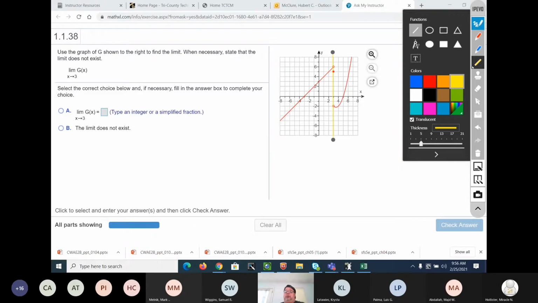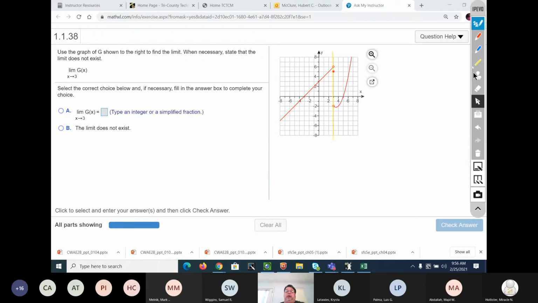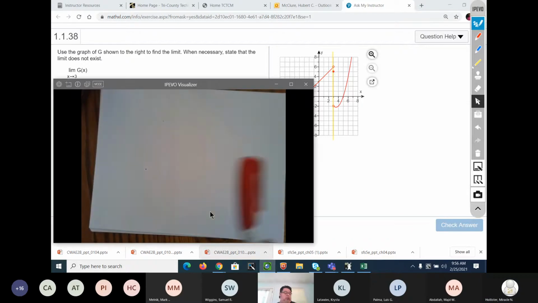Here I go. I'm going to take my handy-dandy cursor, and I'm going to approach 3 from the left. So at -8, I'm right here. At -5, I'm right here. At -4, I'm right here. At -2, I'm right here. At 0, I'm right here. So at 2, I'm right here. And at 3, what y am I approaching? 6. So I want to go over to my handy dandy whiteboard and write down what I'm thinking on this problem.